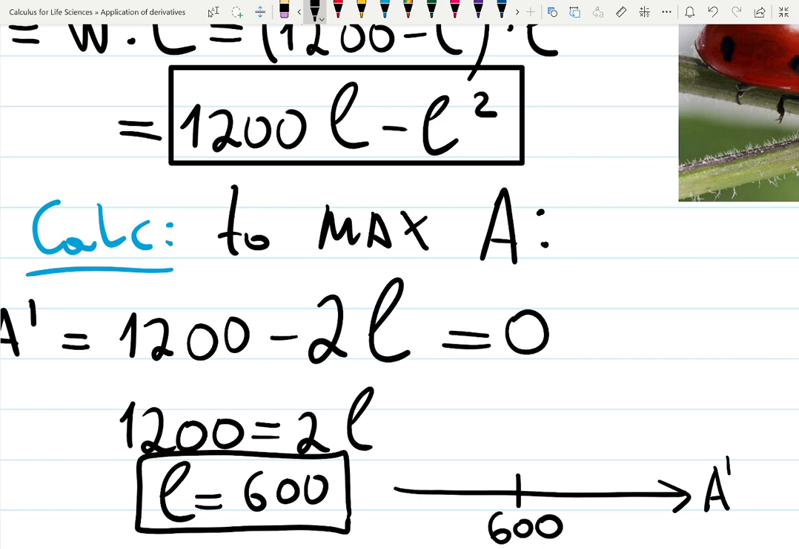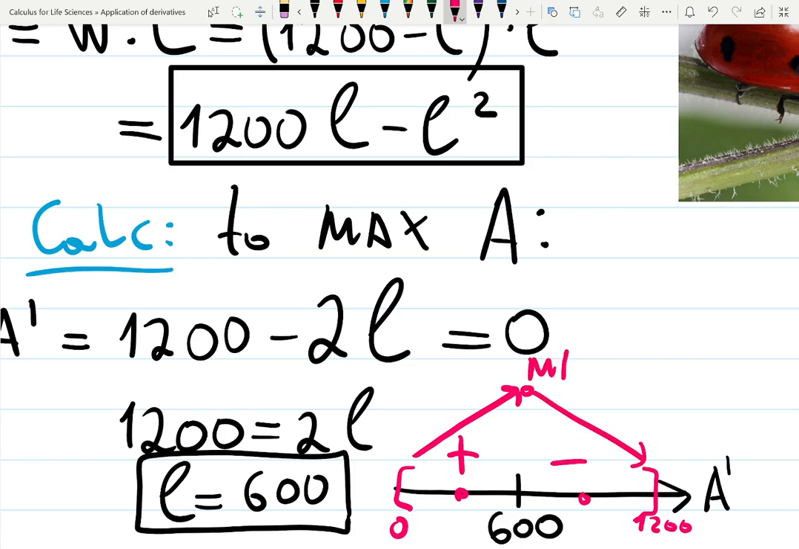So if we expect to have a maximum, it should be positive first to increase, and then negative to decrease, to have this peak of the mountain. So if you check, definitely don't go outside of the domain. So actually it is from 0 to 1200. Check some test points and you will see it's plus and minus, go up, go down. So it is a maximum.